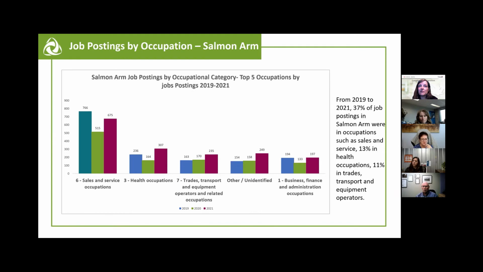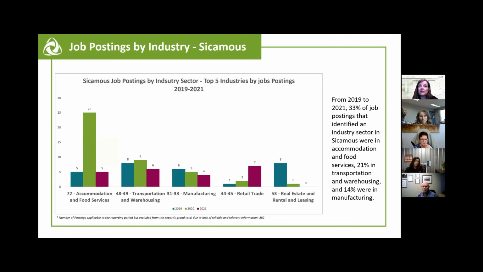The next slide, please. This looks at Sicamous, and again, we're seeing the same thing, with the breakdown. Accommodation, food services, we saw a significant jump in 2020, which is really interesting and something that you probably would want to dig a little bit deeper into and understand: over what period of time were these businesses closed? Where were these jobs? What employers were hiring for these particular postings, et cetera. Next slide, please.